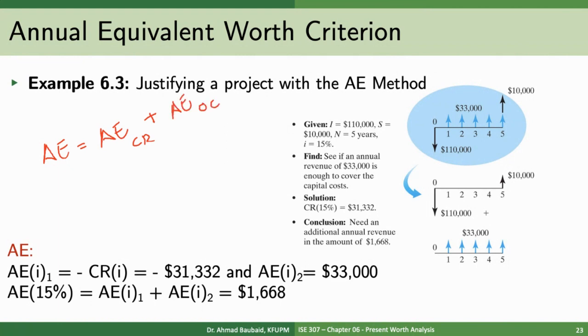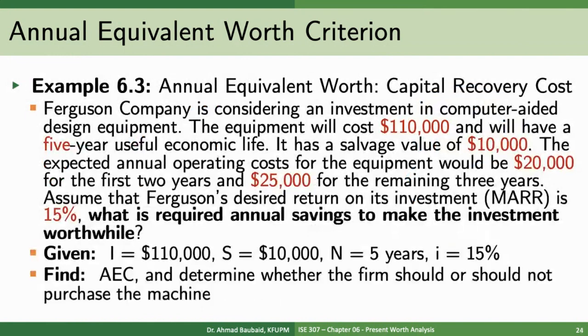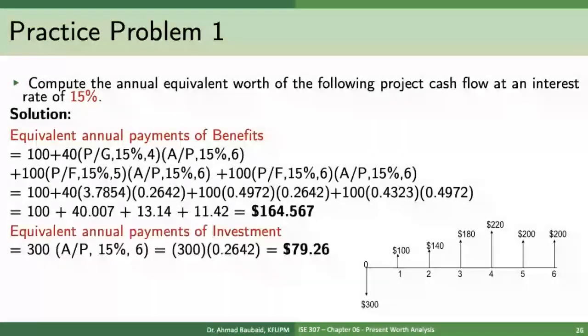And the AE of the operating cost, right? So you can do this one first, and then add them together or subtract them. Just be careful with the signs if it's savings, not a cost, right? And that gives you the annual equivalent cost. And we've seen a couple of examples.